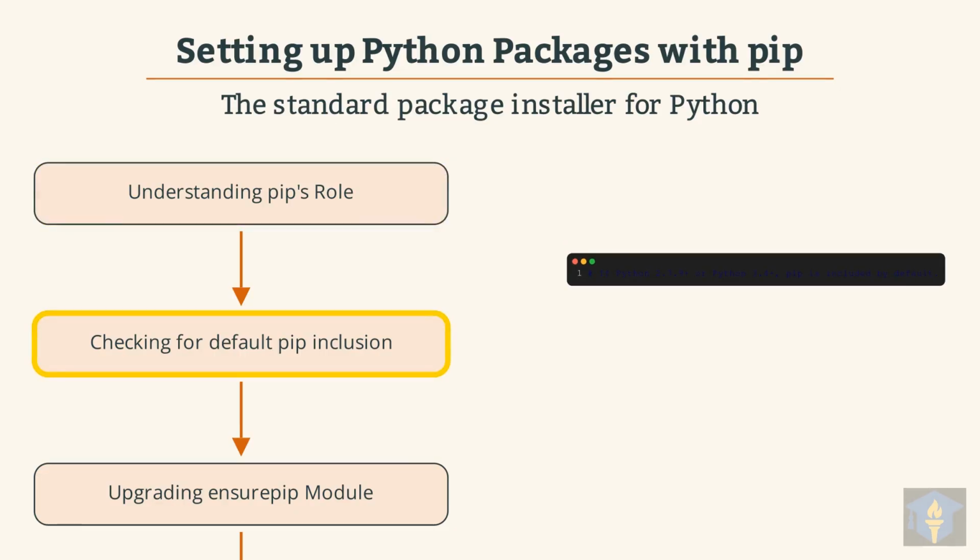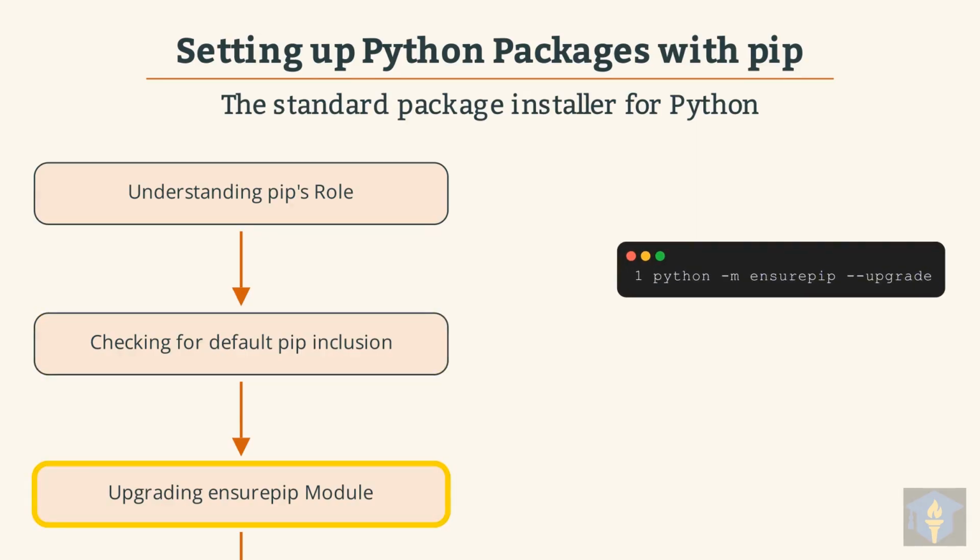It's important to check if pip is already included with your Python installation, which is often the case. If you have Python 2.7.9+ or Python 3.4+, pip is generally included by default, saving you an extra step. If needed, you can upgrade the ensurepip module to ensure you have the latest version of pip itself.